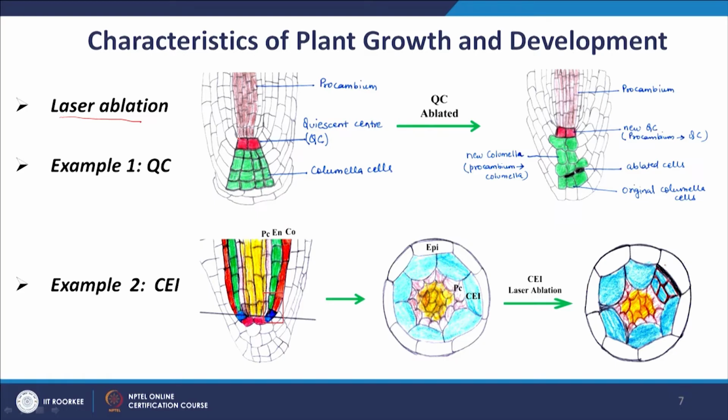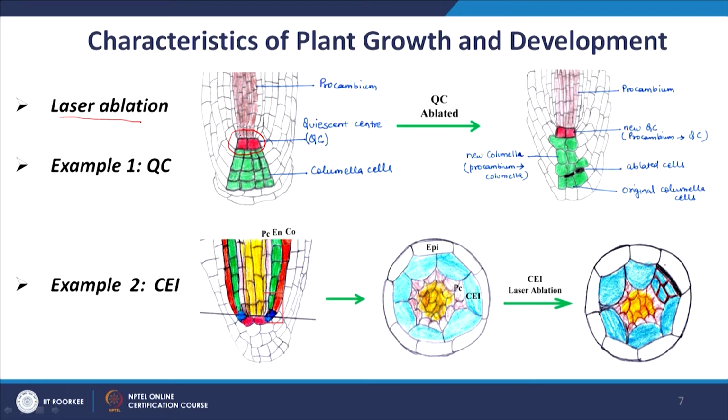So, as a first example, if you kill the cell which is called the quiescent cell center, in a typical root apical meristem. In the root apical meristem, these cells are very important. Why? Because they pass the information, and they are very important to maintain the stem cell niche in the root apical meristem. All the cells which are directly in contact with the QC have meristematic capability.